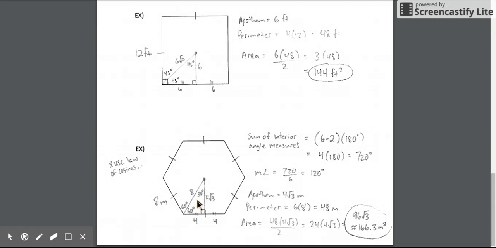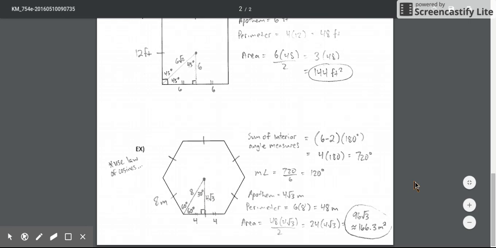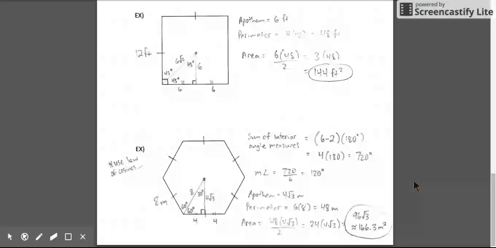So now we can see that we've got a special 30, 60, 90. We could use its properties to find that apothem length. Since the short leg across from the 30-degree angle is 4, the long leg is just that value times the square root of 3. And since I'm running out of time, you can look at the rest of it to finish it off.